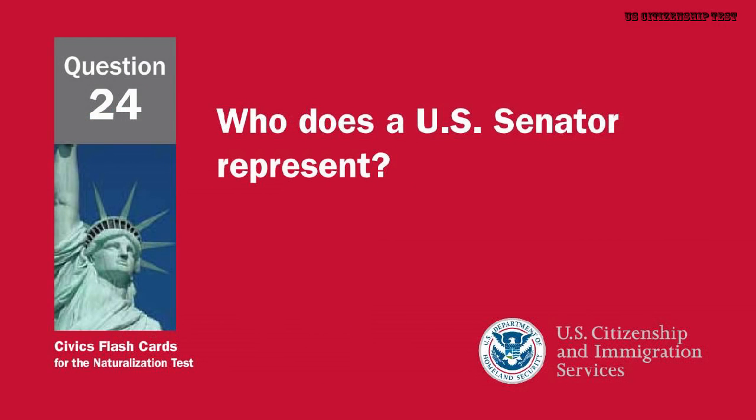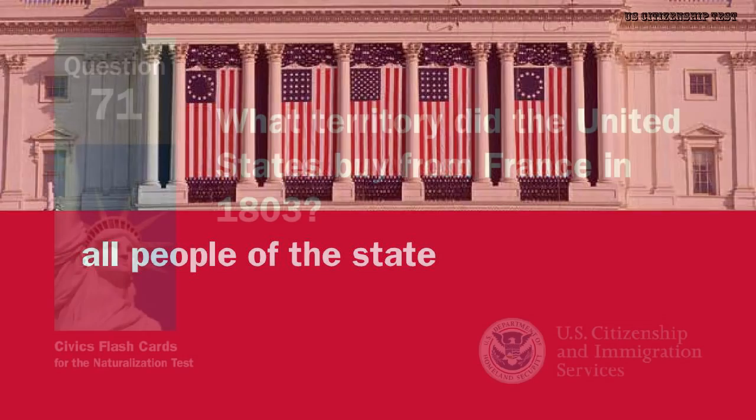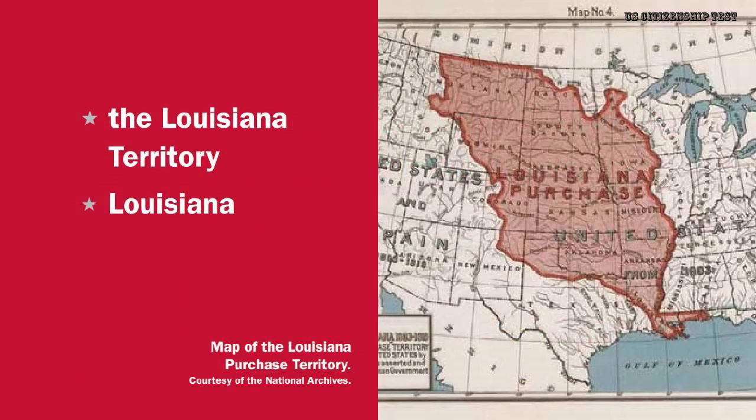Who does a U.S. Senator represent? All people of the state. What territory did the United States buy from France in 1803? The Louisiana Territory. Louisiana.